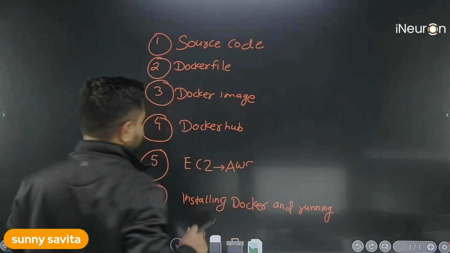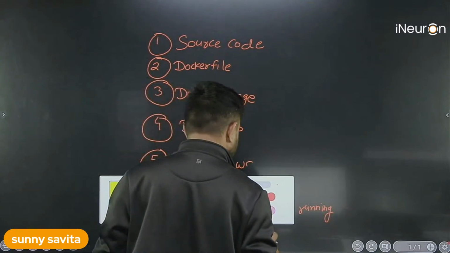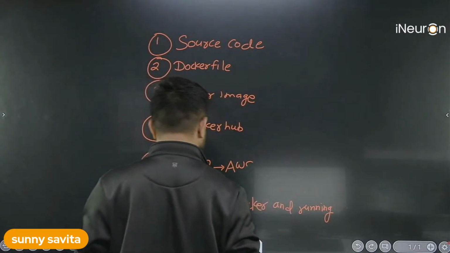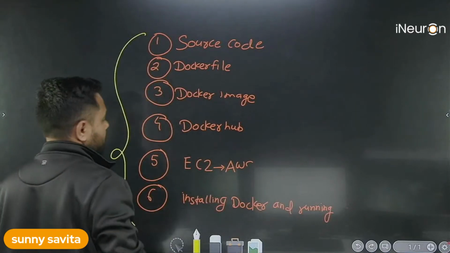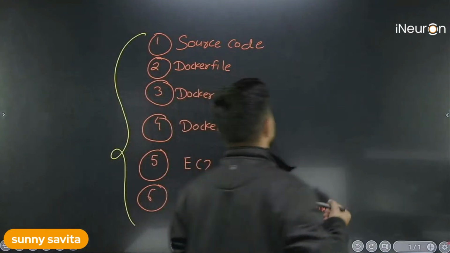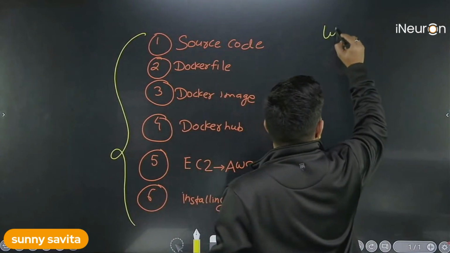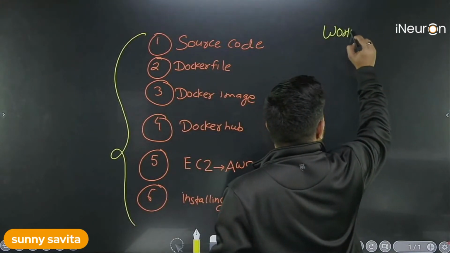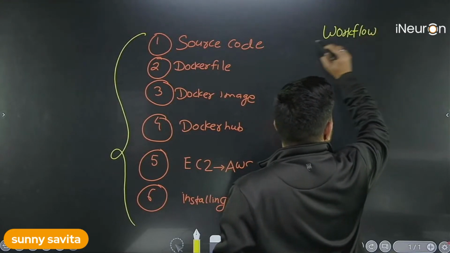Now, each and everything here I am not doing manually. Everything is happening in a sequence itself. Let me show you that also. For that, I'm writing a workflow. Where am I writing this workflow?